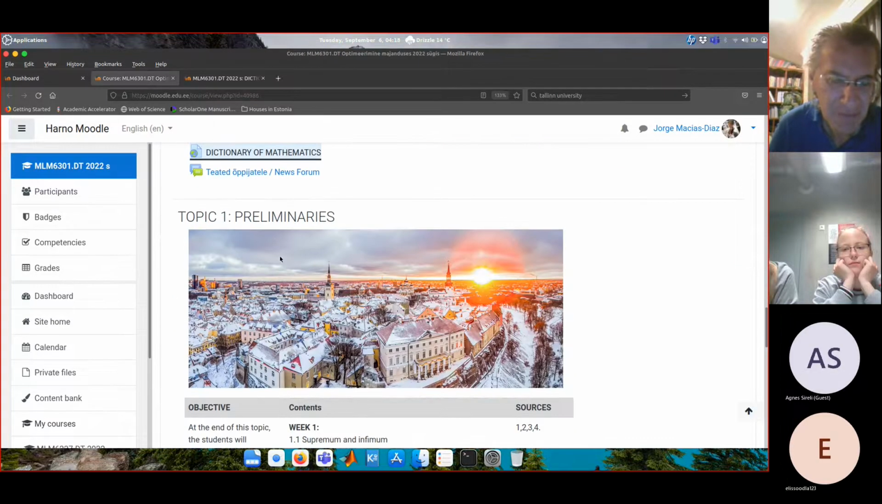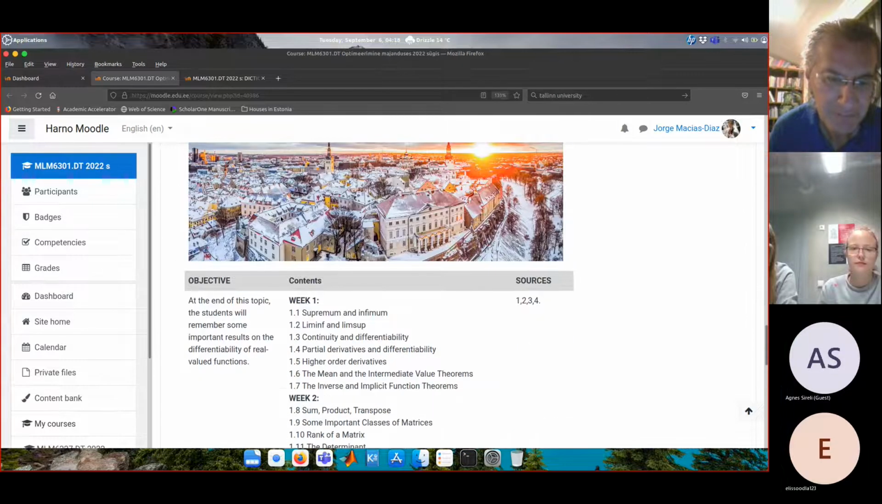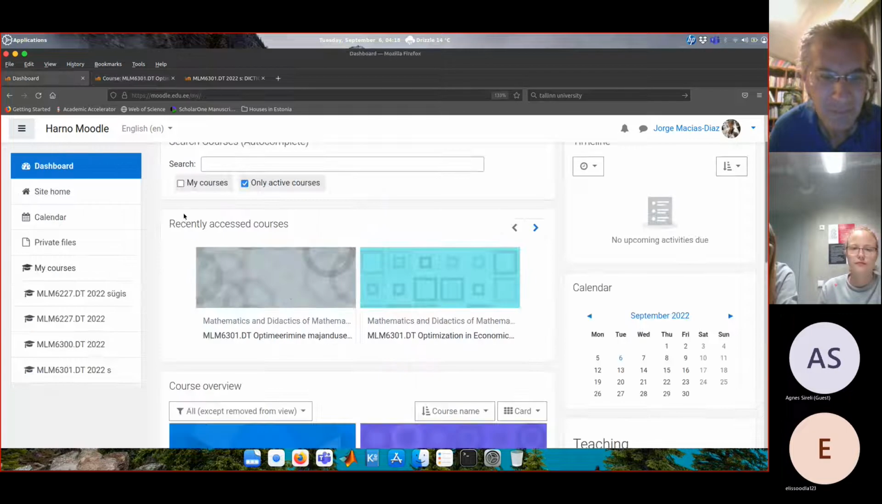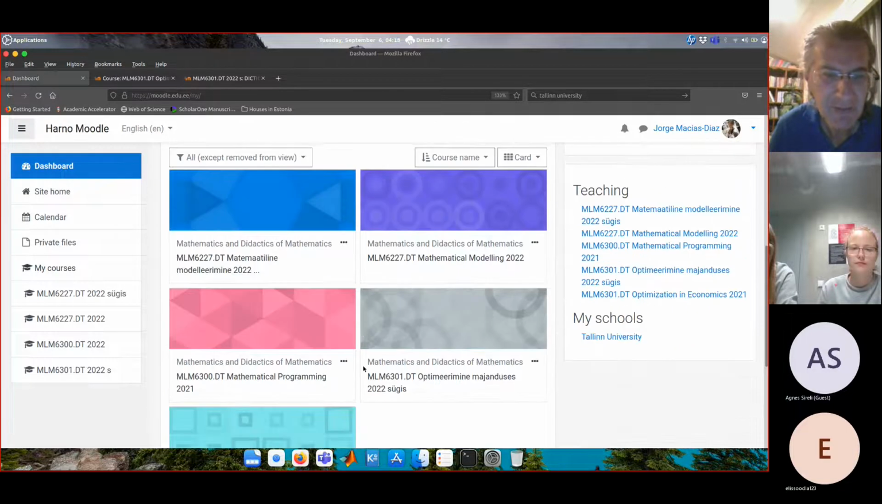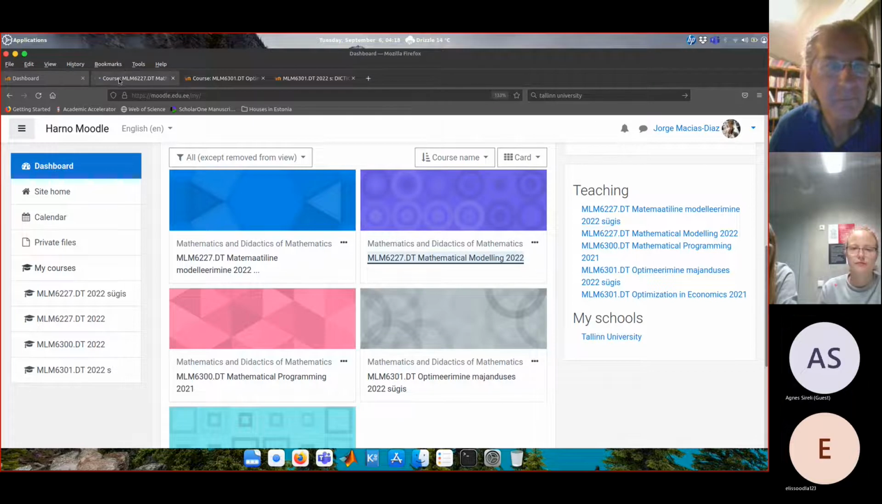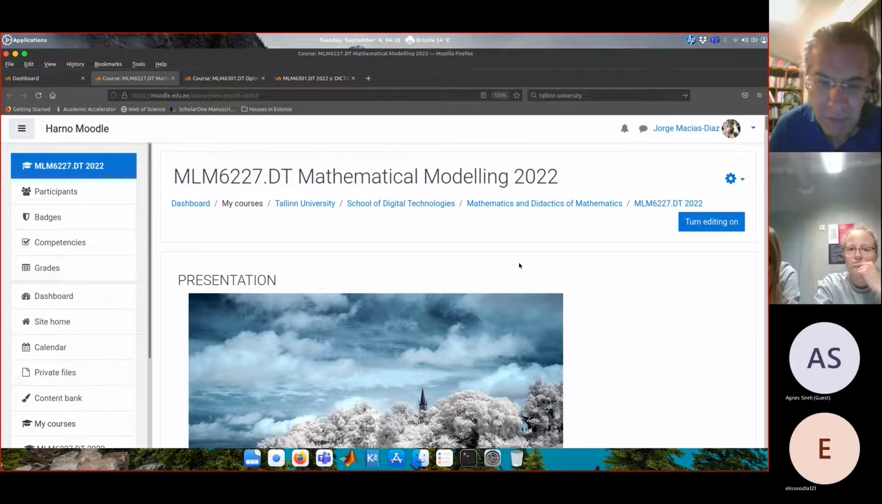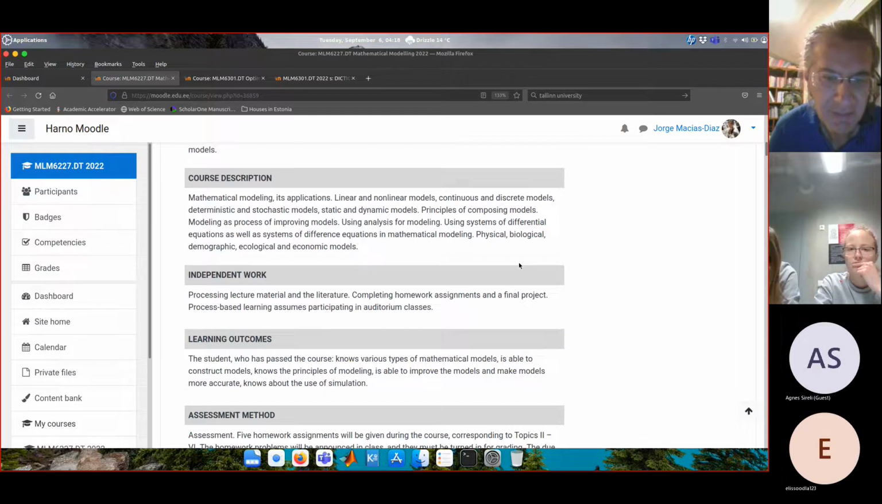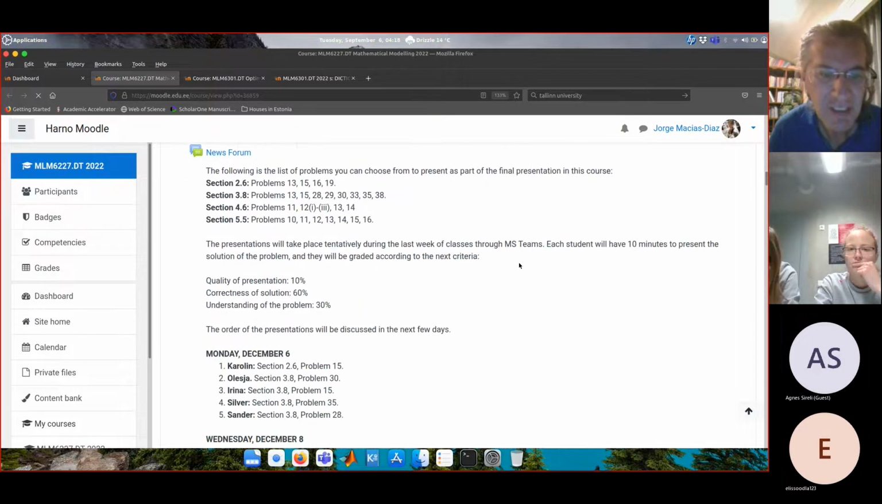Then I have the first topic, which we're going to start to cover today, which is preliminaries. The idea is the same as with the other courses, so I'm going to explain it briefly. This is optimization, mathematical modeling. The presentation is always the same. At the beginning, I give you an introduction.